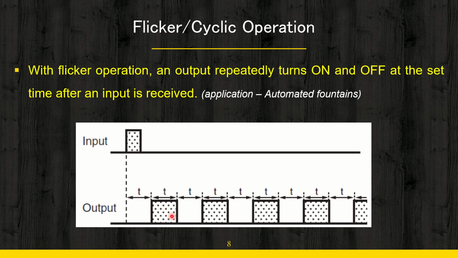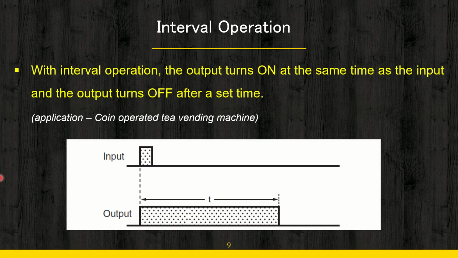So this is what is called flicker or cyclic operation. And finally there is an interval operation. You can see here that you trigger the device, your output will remain on for a given duration of time or a preset time. This is what is called an interval operation.